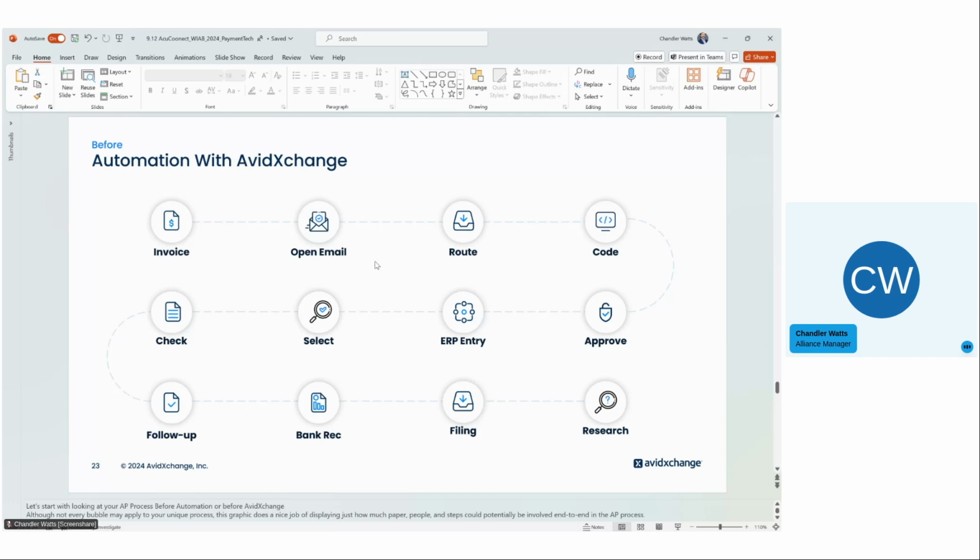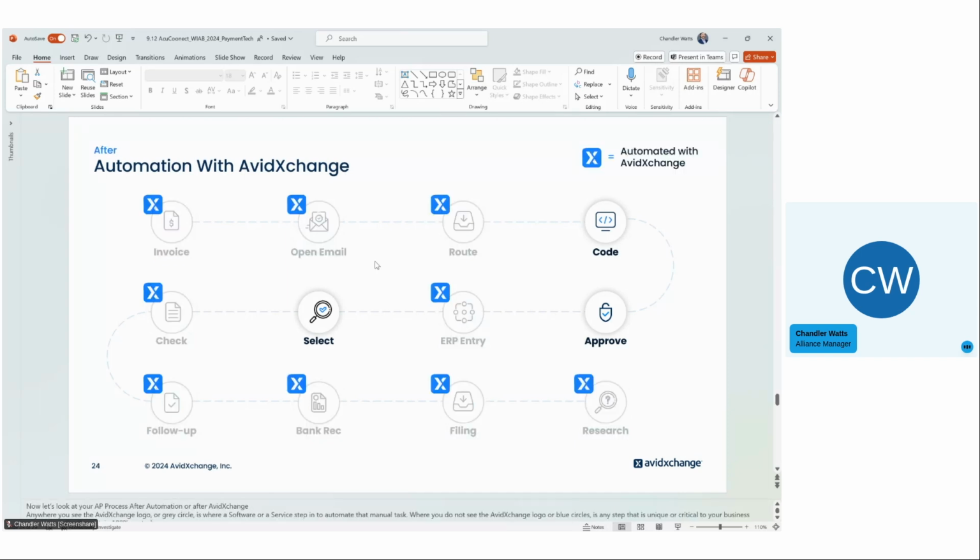So, a fairly tedious process here. Now, with AvidXchange, we automate the majority of this, right? So what we do is actually code that invoice for approval. We're going to handle the invoice digestion. We're going to route it, and upon implementation, we're going to find out how to code these and then send them over to approval.